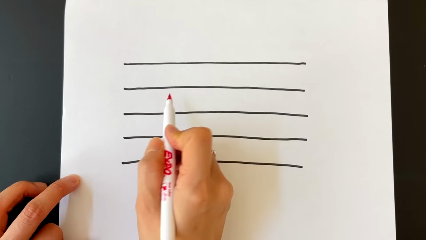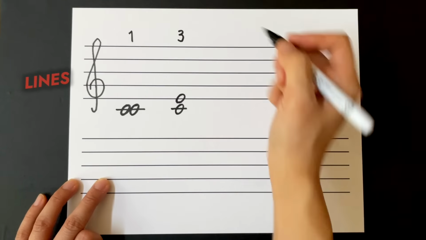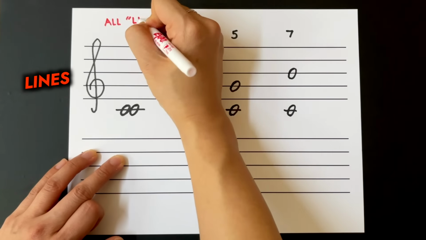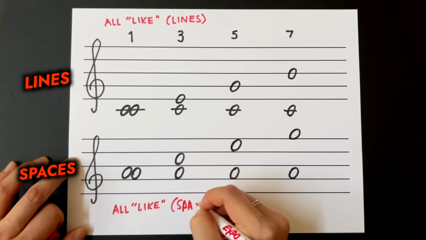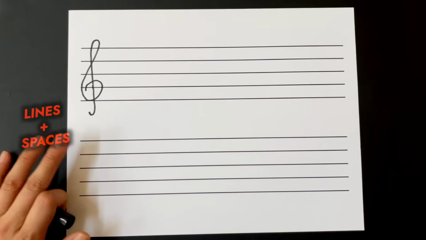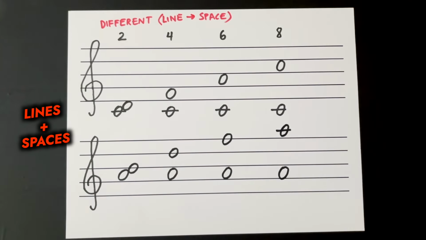Number 2, interval faces. With intervals, think in terms of categories. The trick is to pay attention to the lines and spaces. So if 2 notes are both on lines, they are the same. If they are both on spaces, they are also the same. And if it's a combination of the 2, whether it's line and space or space and line, they are different.